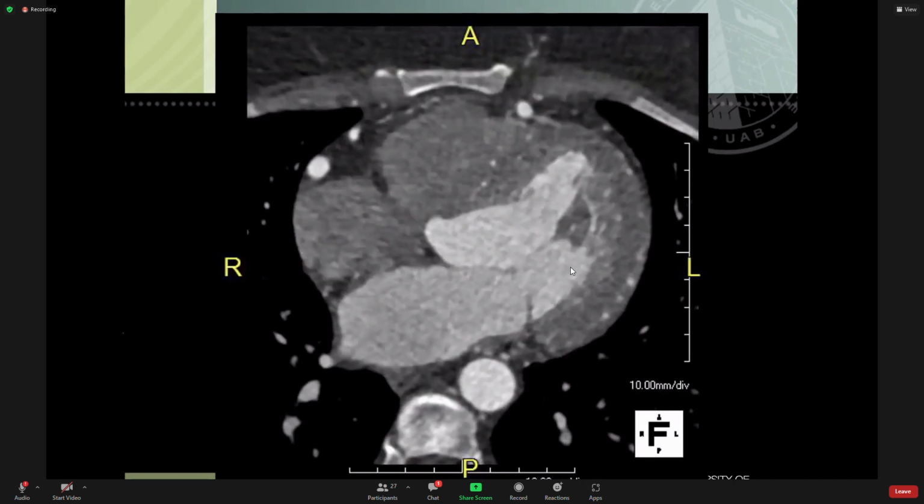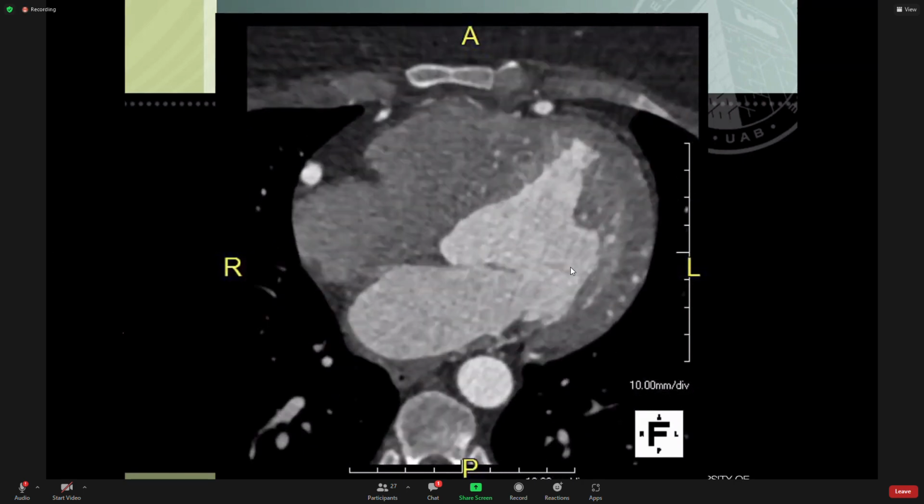So the first thing that kind of jumps out at you is the size of the coronary arteries. Yeah, we have some answers in the chat that are correct. So these coronary arteries are huge, and these aren't focal aneurysms like you would see in Kawasaki's disease. These are diffusely ectatic dilated coronary arteries.